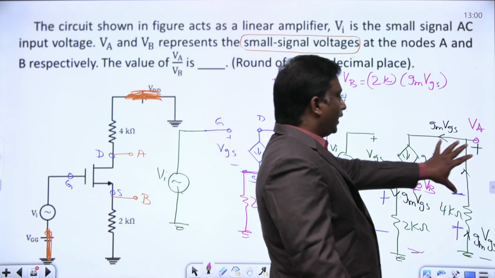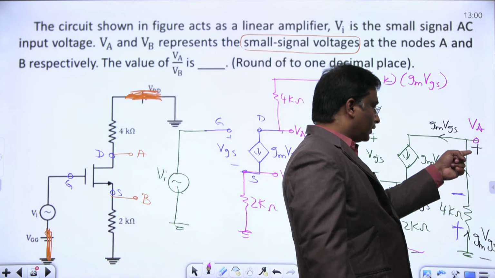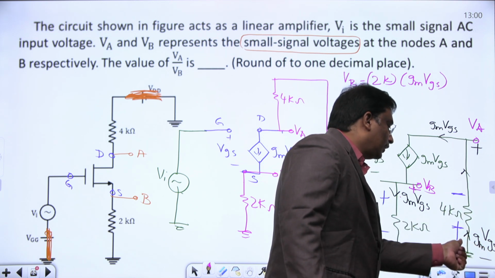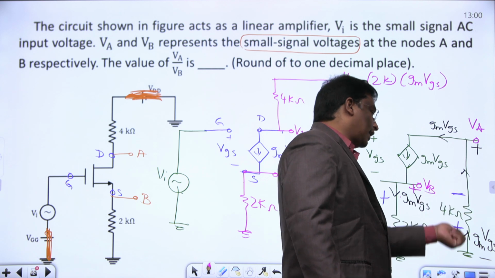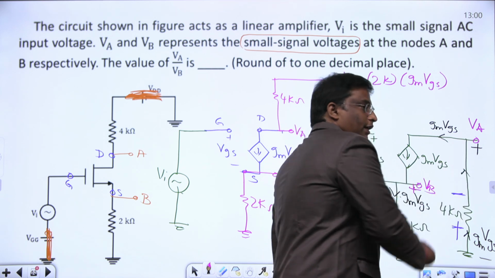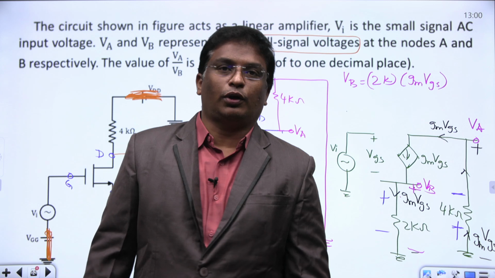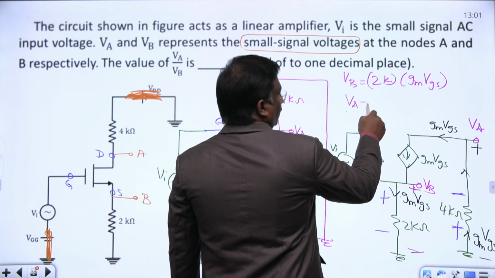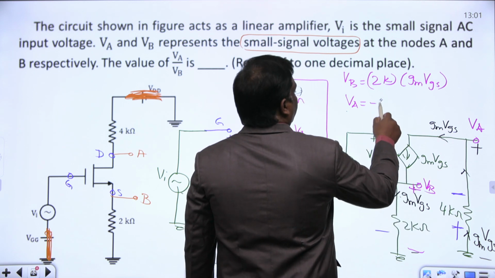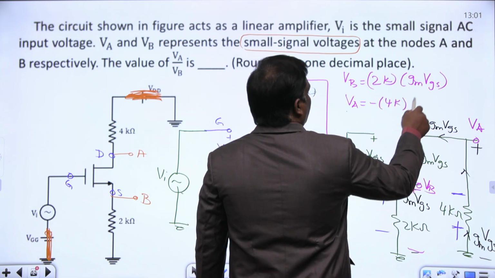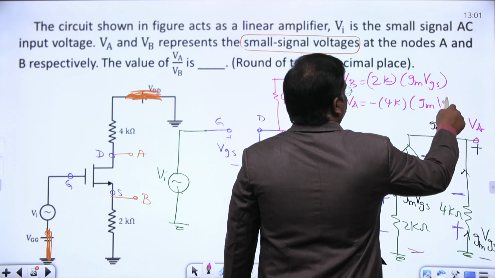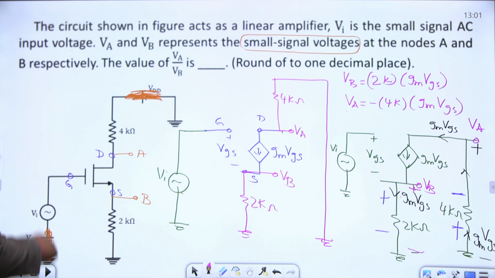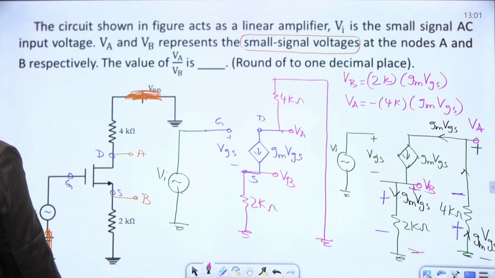Next, VA. If you notice the VA polarities here, they are the reverse polarities, since the current is flowing like this. So the value of VA is minus 4K into gm VGS. That's all. What they asked us to calculate is VA by VB.